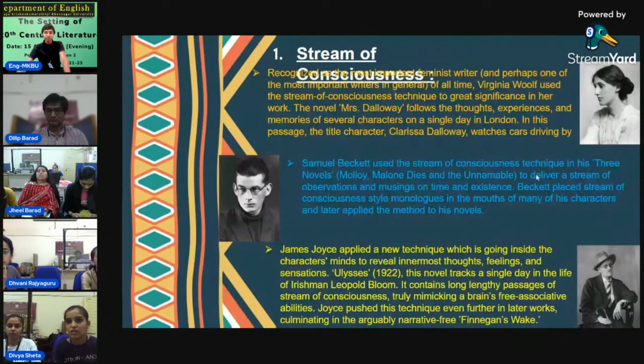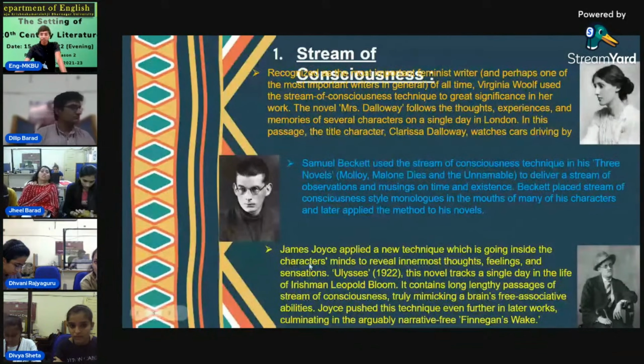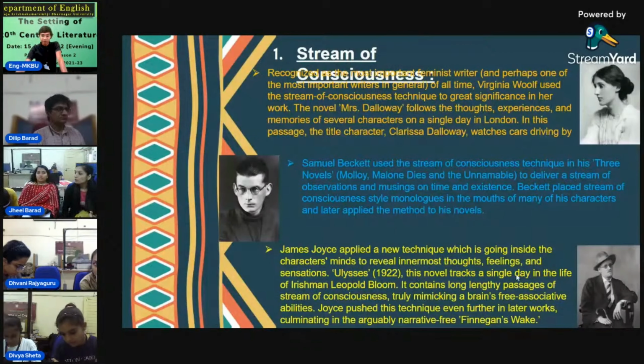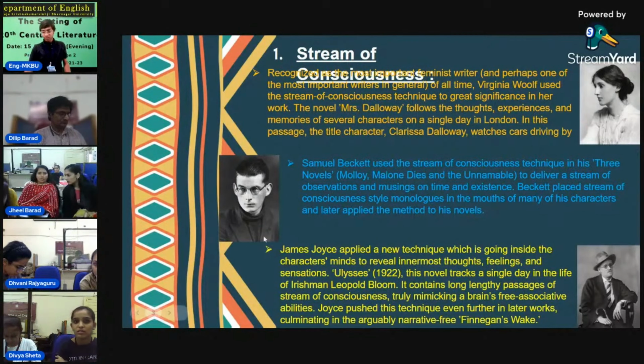And the third one is James Joyce, who is very much famous for his Ulysses. Ulysses was written in the golden year of literature, which is 1922. This novel tracks a single day in the life of Irishman Leopold Bloom. It contains long, lengthy passages of stream of consciousness. So these three are prominent writers in the field of stream of consciousness.